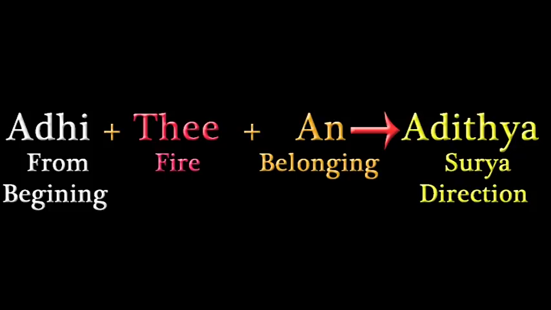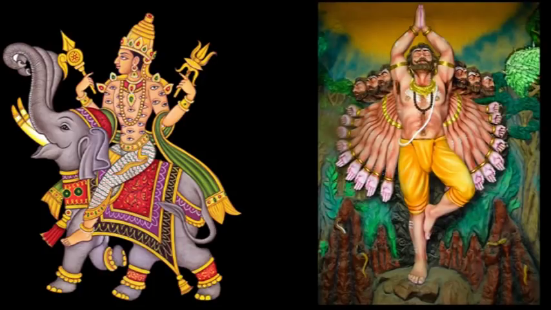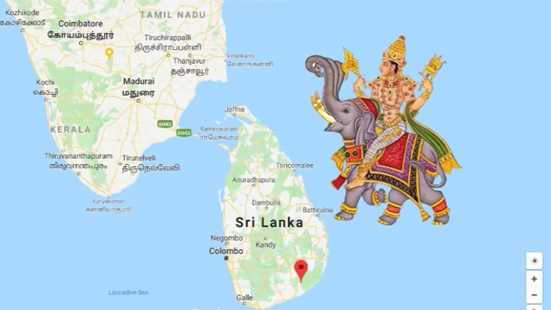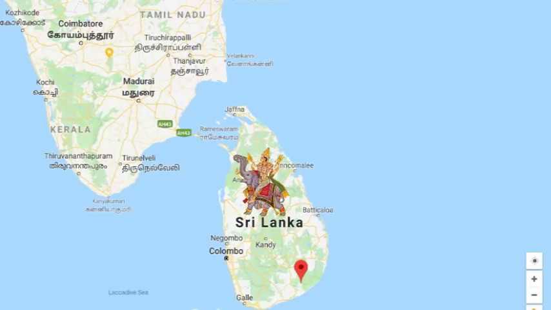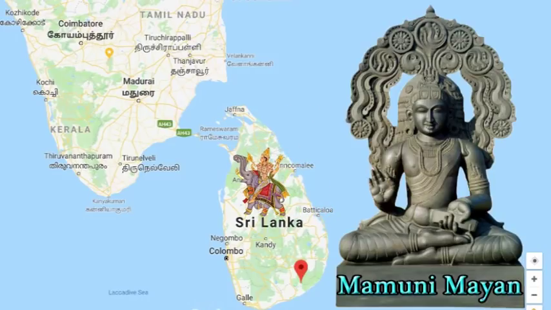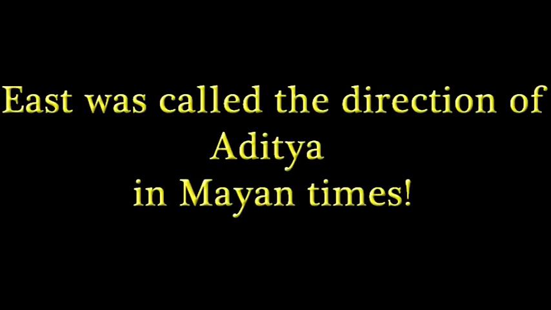Adityan, Aditya. Ti, meaning fire, was the ancient Tamil name for star. Adi means existing from the beginning. An is the suffix denoting belonging. Obviously, Aditya means sun. As of now, this direction is called Indra direction in the Indian perspective, as Indra, the son of Ravana, belonged to Lanka, which is on the east side of India. It was not called after Indra, obviously, during the Mayan times. It was called the direction of Aditya in his times.